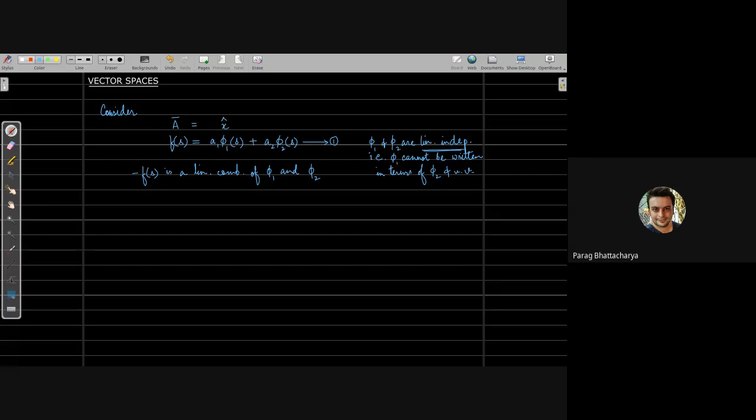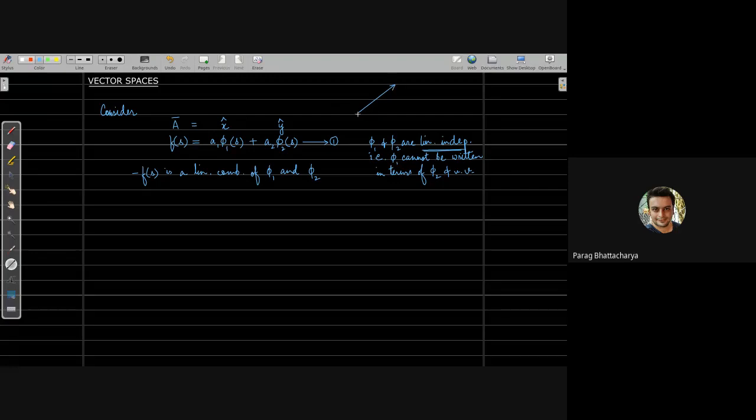So along the x-axis, let's say the unit vector is x cap. You could call it i cap also. Along the y-axis, the unit vector, let's say we call it y cap. Now we can always write a vector, right? I have a vector. This is a vector a.